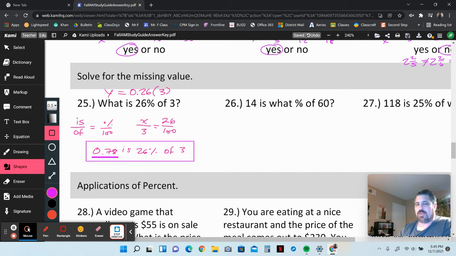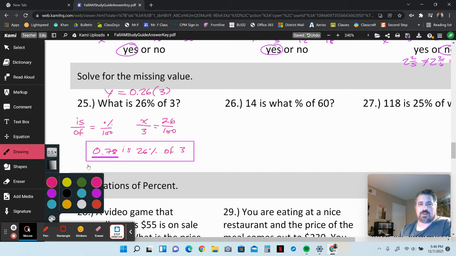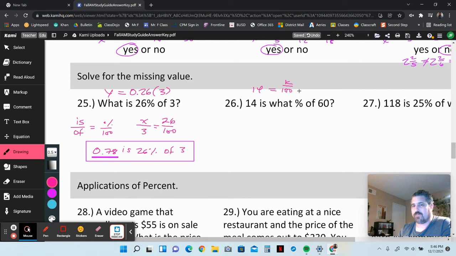Okay. For this one over here, you can set up two ways, like we talked about. You can either do a direct translation. So this time we know the output, we know the value that is the is value. It says 14, so 14 equals is what percent? We don't know the percent, so you can think of that as basically k over 100, or the whole value is really k, but you can just think of it as k over 100 if you want.